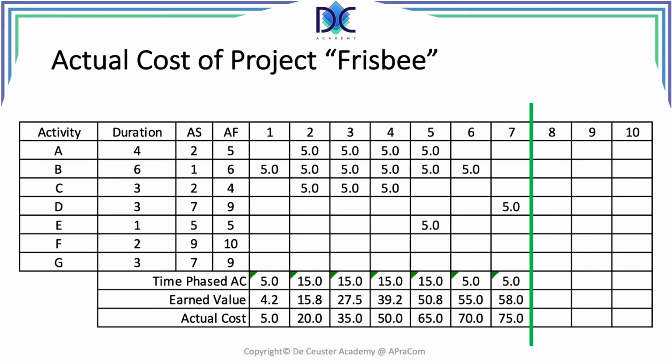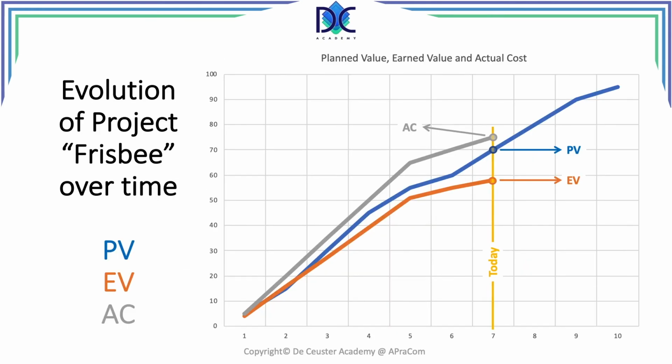This information can be used to show the evolution of the project in a graph, which I will show you on the next slide. Here we see the information of the project. The blue curve is the S-curve. We look at the measurement period today, period 7. We see that we have a planned value of 70K. The earned value in period 7 is a little bit lower than 60K, if I remember well, 58K.